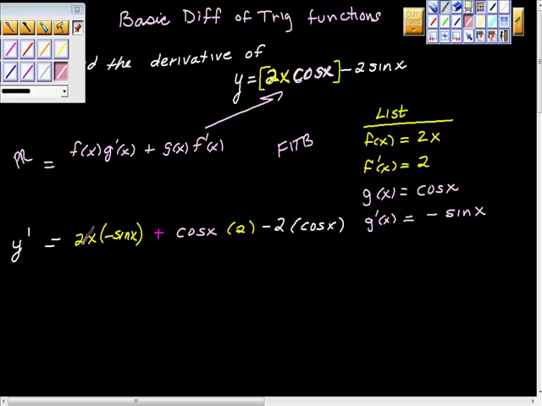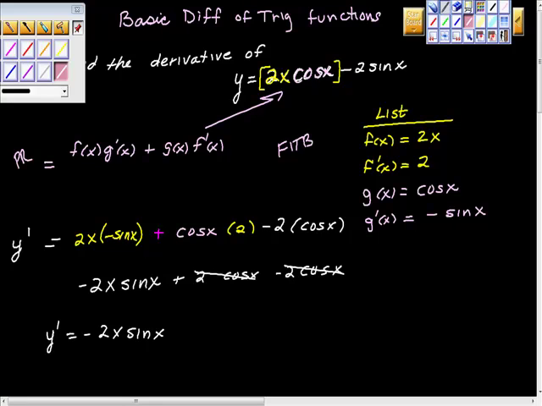And of course, 2x times negative sine x is negative 2x sine x. 2 times cosine x is 2 cosine x. Negative 2 times cosine x is negative 2 cosine x. And from here, these two things cancel. We have 2 cosine x here, negative 2 cosine x here. So we can say with some certainty that y prime is equal to negative 2x sine x.